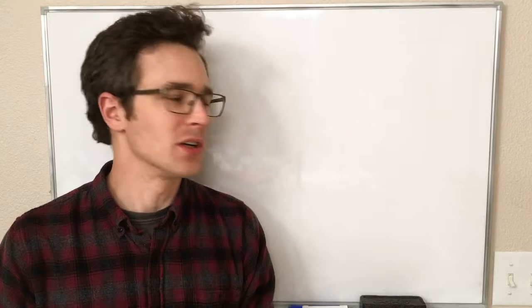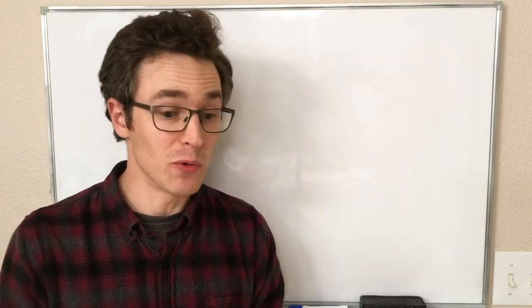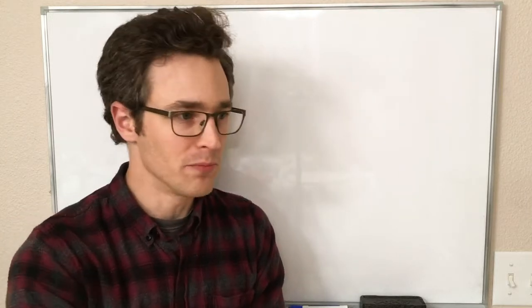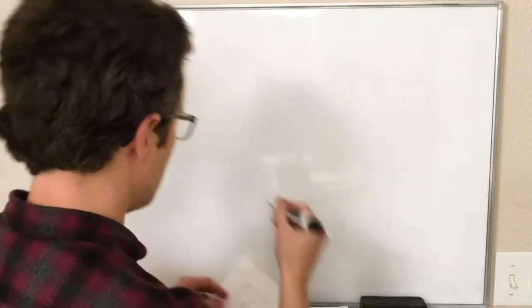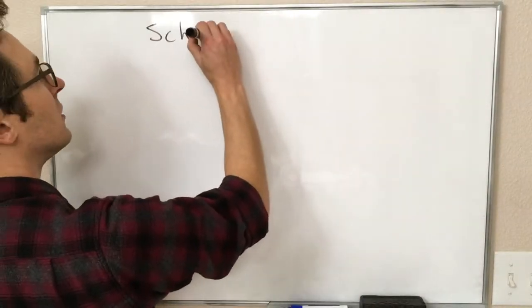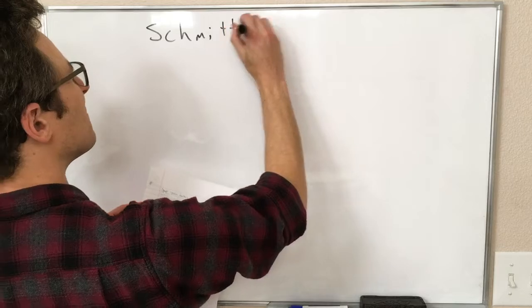So here's a positive feedback circuit that we're going to analyze, and then we will explain the application. I'm not going to talk about applications first. We'll get to that at the end. This is called the Schmitt trigger.